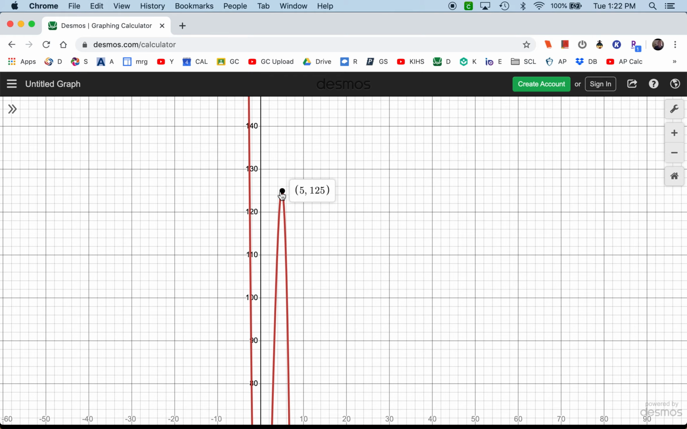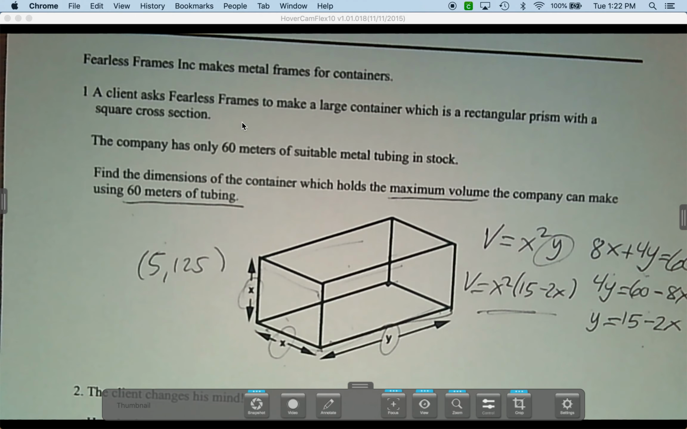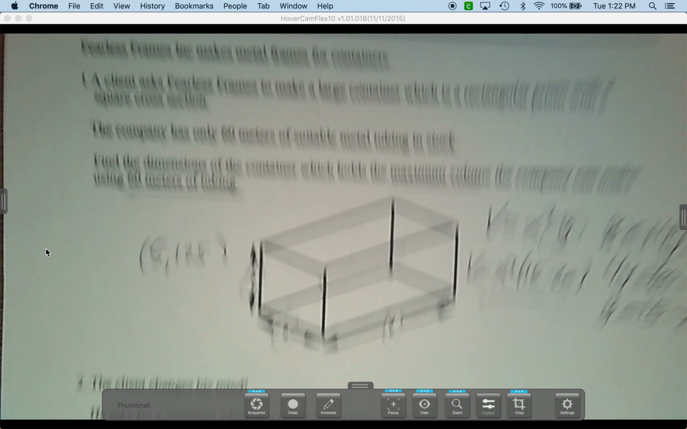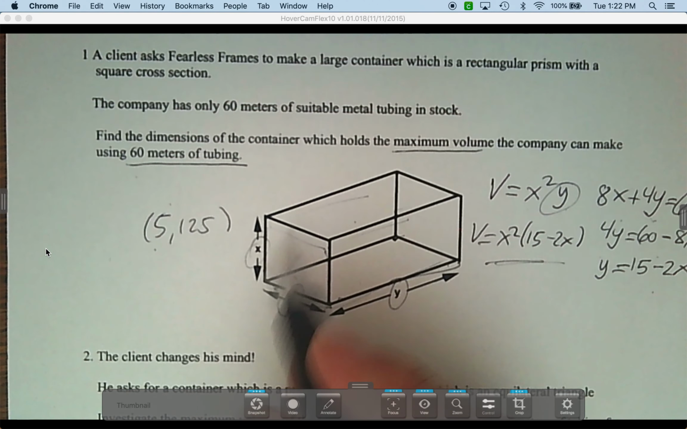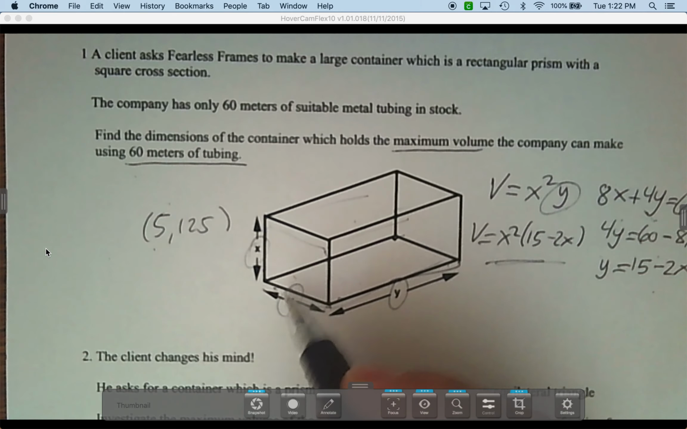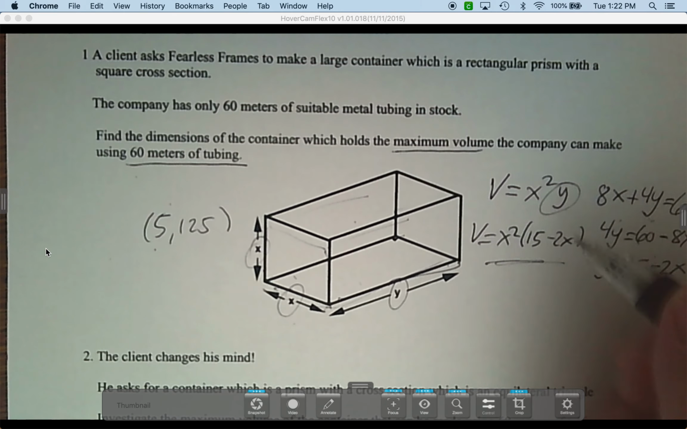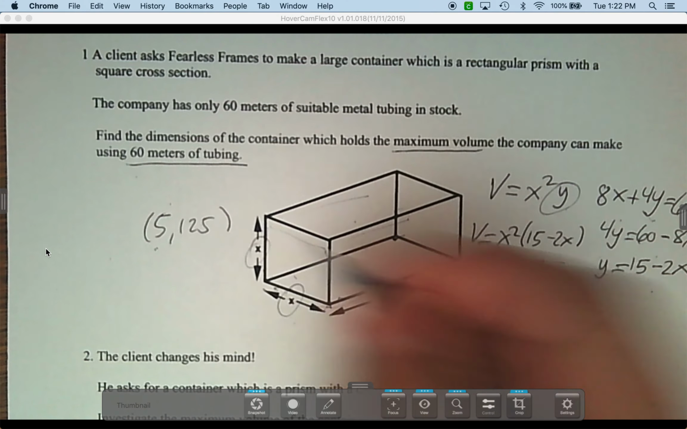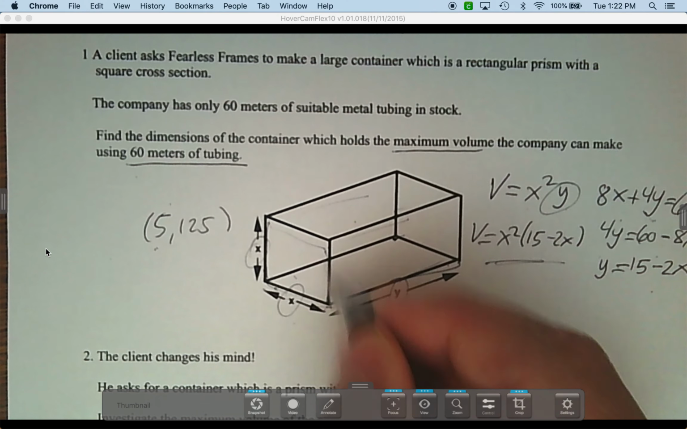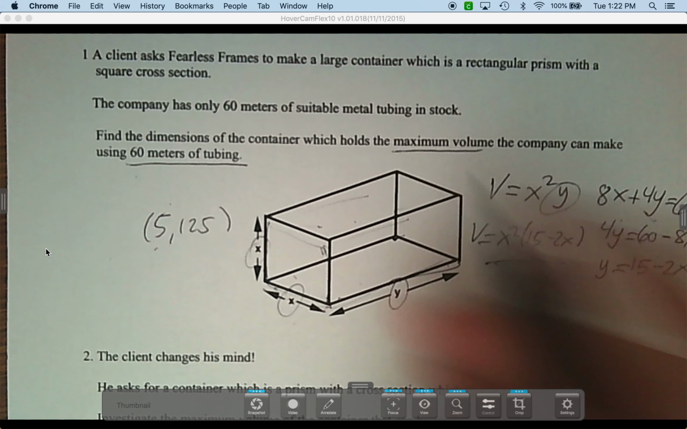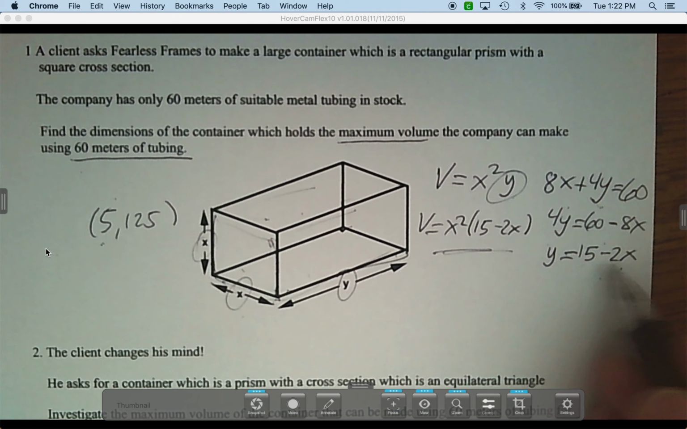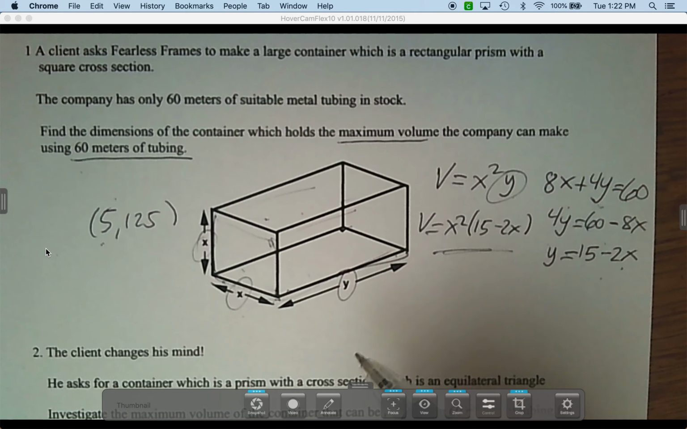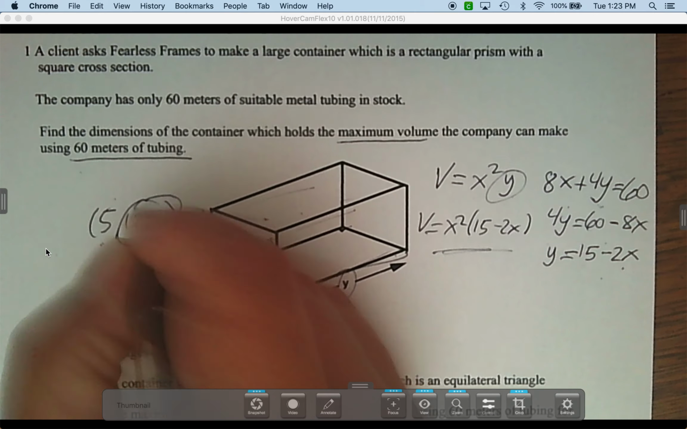So now what does that help me with? At 5 and 125, the x value is this part of the tubing. So the square part, what the length should be. If I wanted to find the y value, I could plug it in here, and 15 take away 10, the other one would also be 5. It would actually be a cube to maximize the volume. But this is the big one I was looking for.